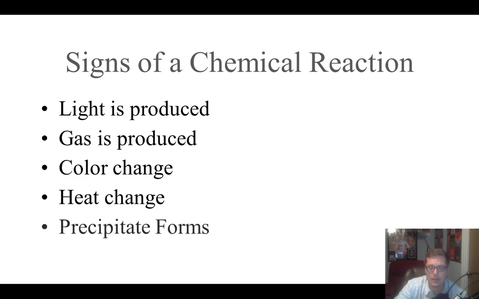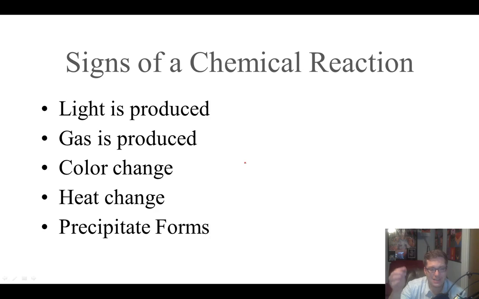All right. And then finally, if it forms a precipitate. Precipitates are a solid that's formed from two aqueous solutions that are mixed together. So you start with two aqueous solutions, essentially liquids that have certain ions dissolved in them, okay? And then you mix them together. When they come together, they're going to form a precipitate.